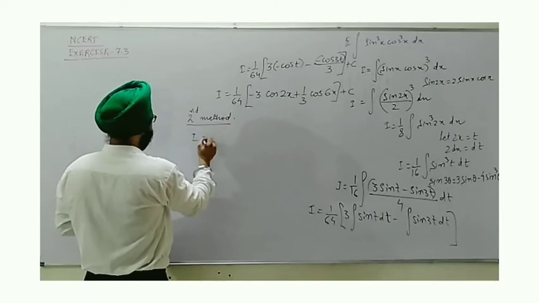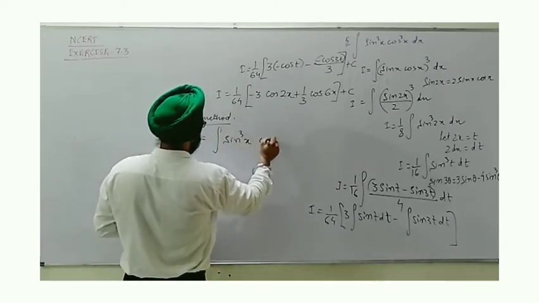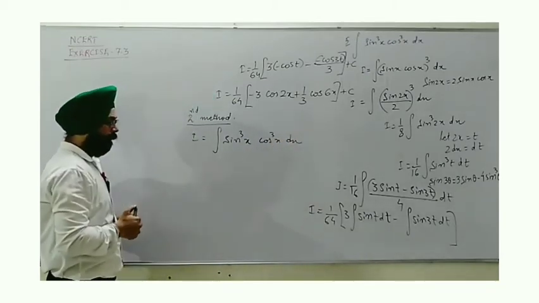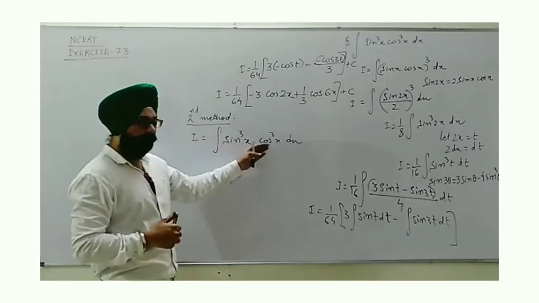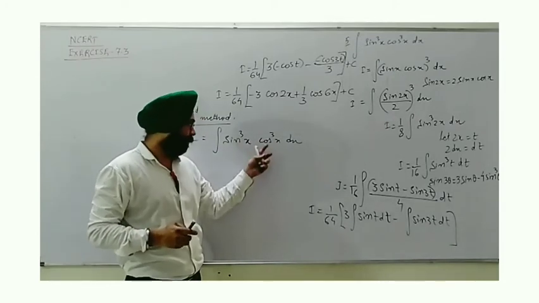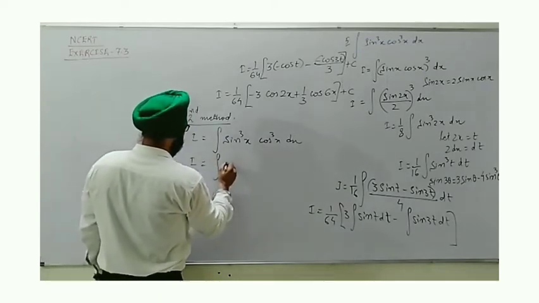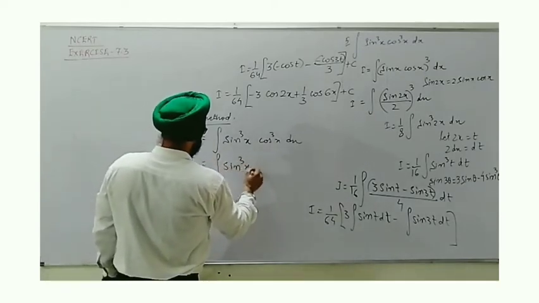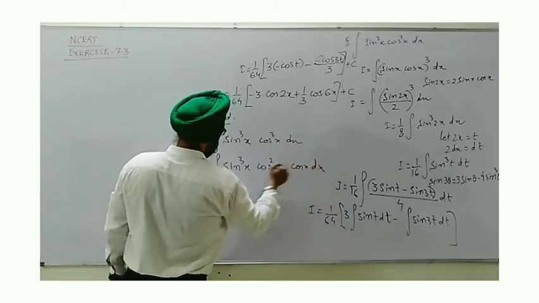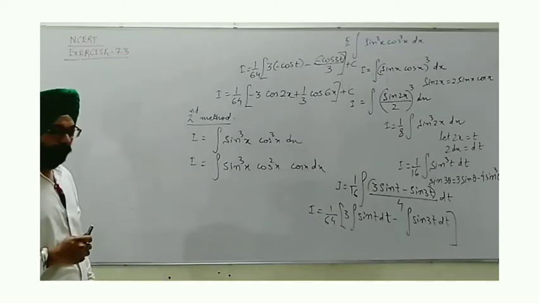As we are given sine cube x cos cube x dx, and both of them have the same odd power, we can split one of them. Suppose I split cos, so I will have sine cube x cos square x cos x dx. One cos x I have taken separate from the given power.